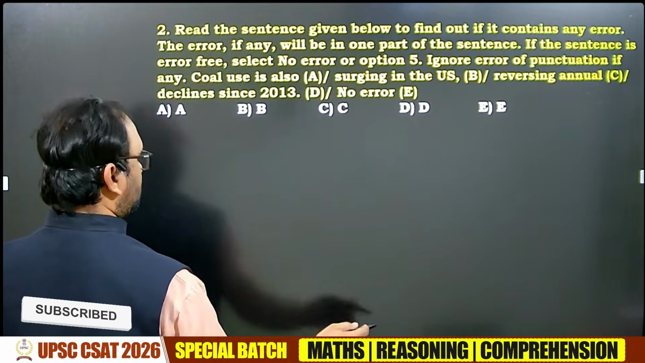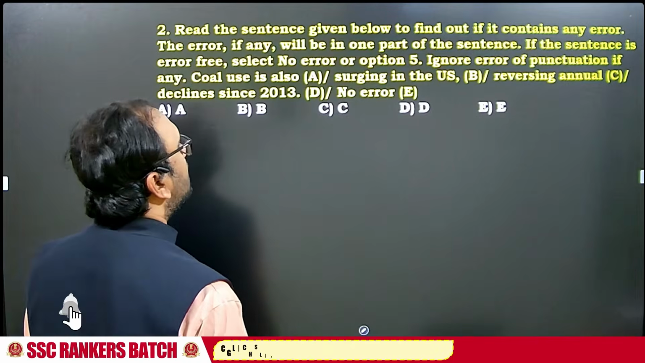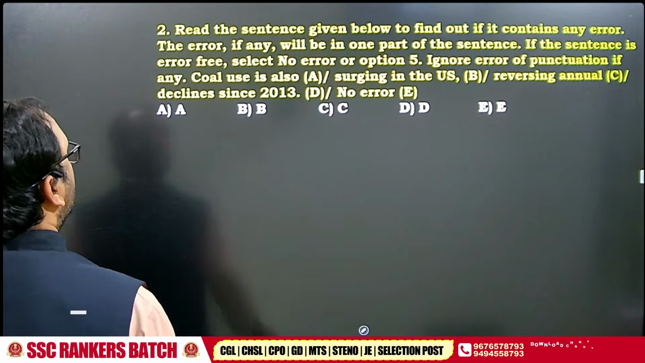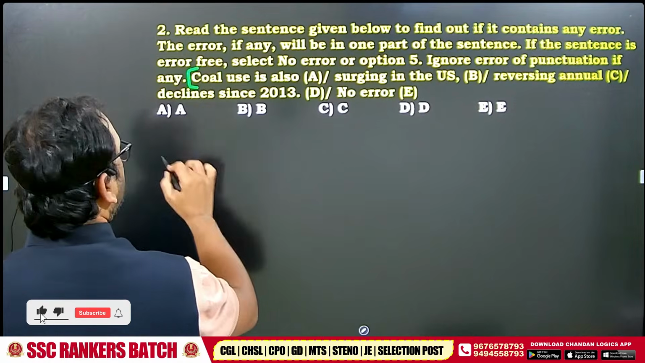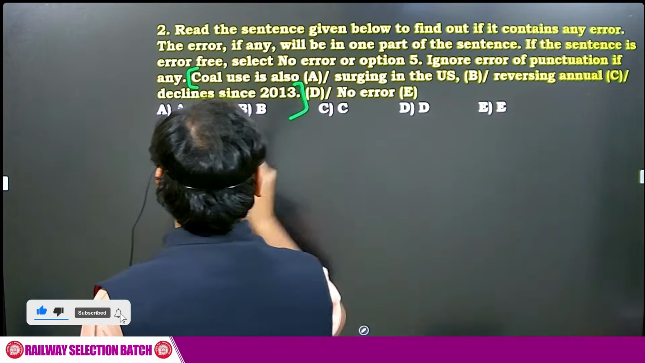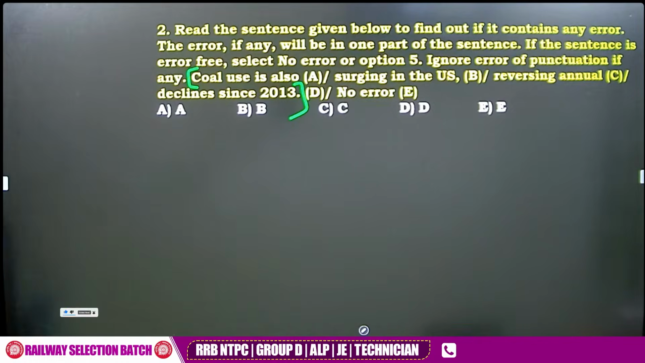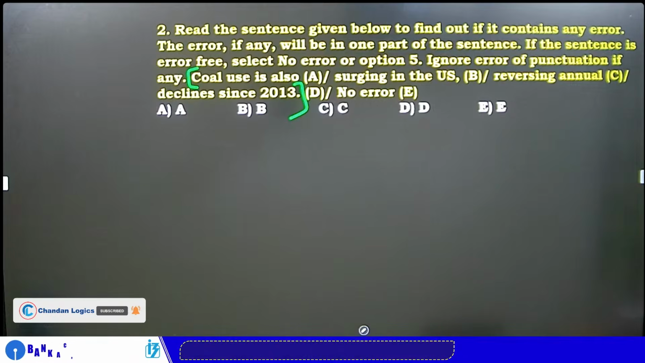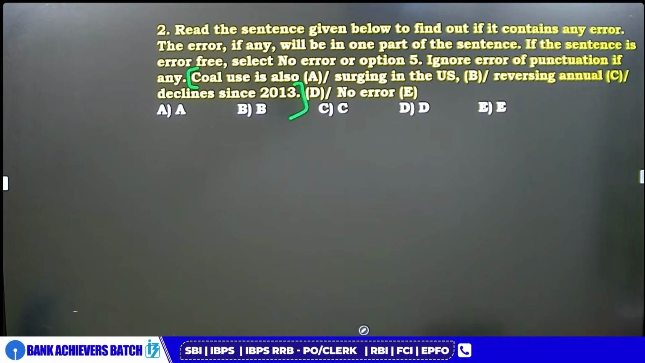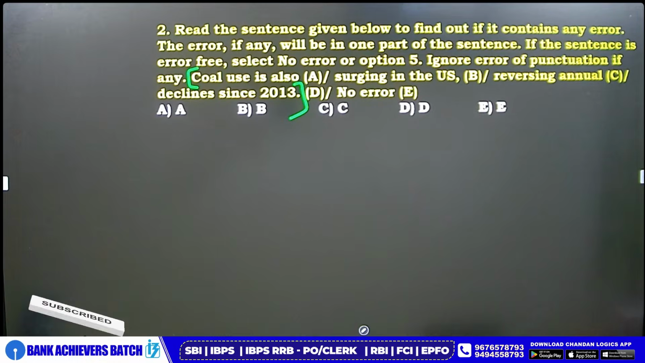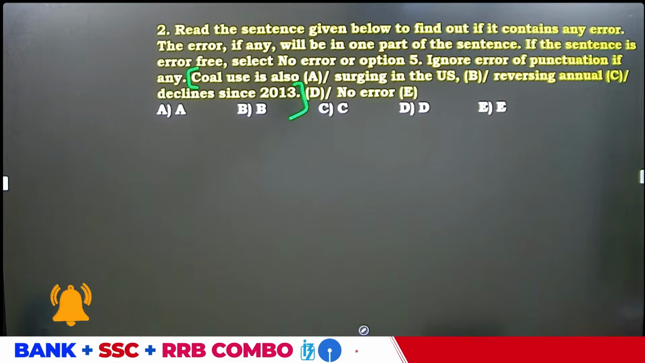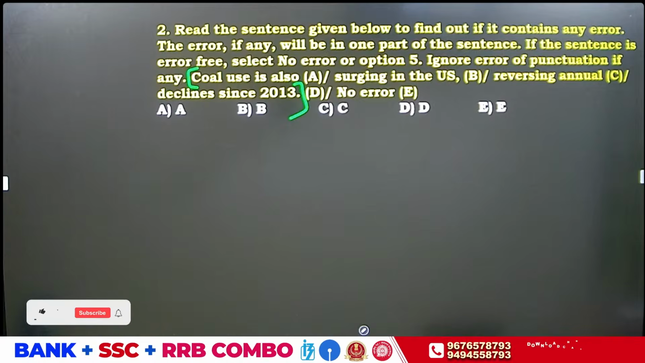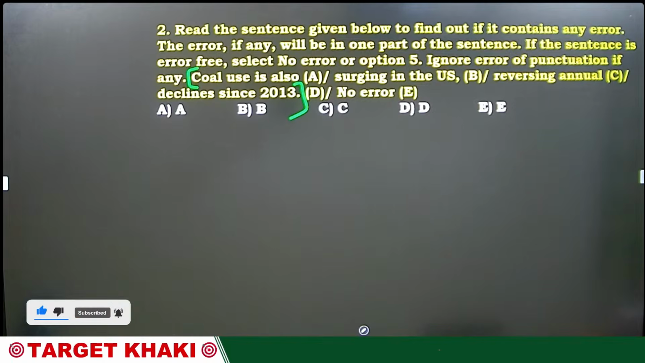Question number 2. Let's get started. So now the sentence starts here. Coal use is also surging in the US, reversing annual declines since 2013. Answer please, guys. What is the error? Quick.